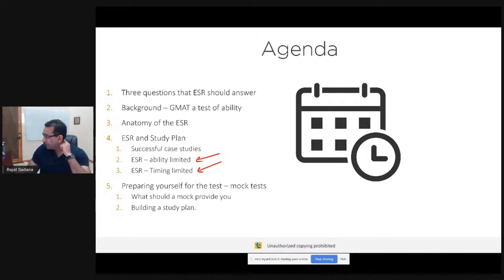Okay. Yes, Sanket, you can get your ESR from your canceled score.